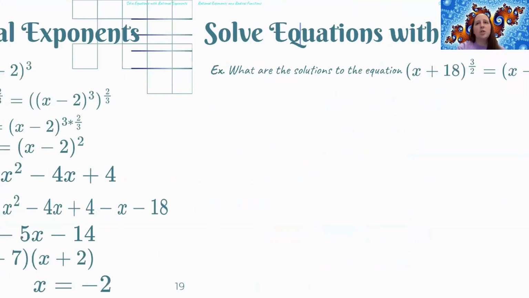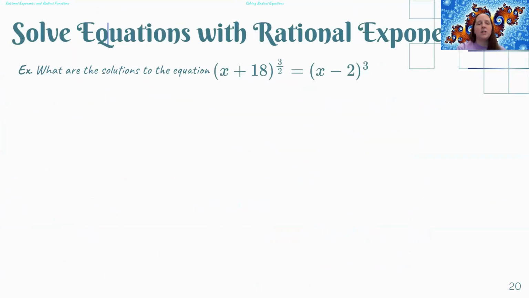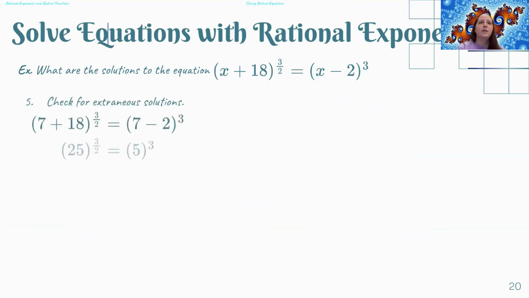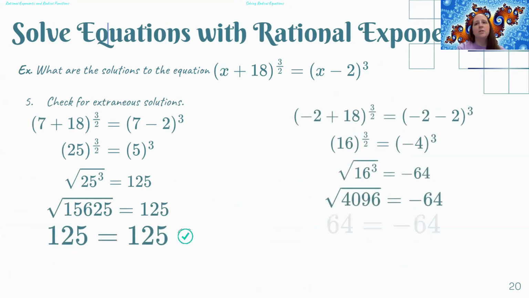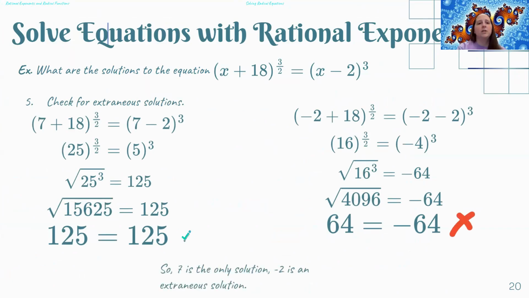Then, of course, double check, make sure that you don't have any extraneous solutions. So I put 7 in first. That does give me 125 = 125. And then I double check for -2. -2 gives me 64 = -64. So -2 is an extraneous solution. 7 is my only real solution.